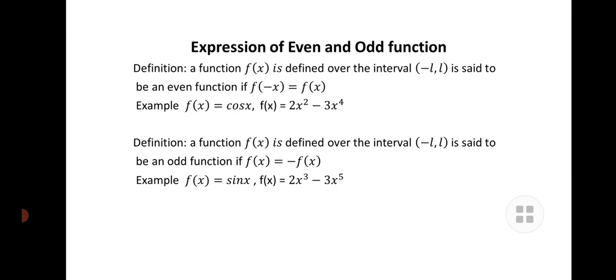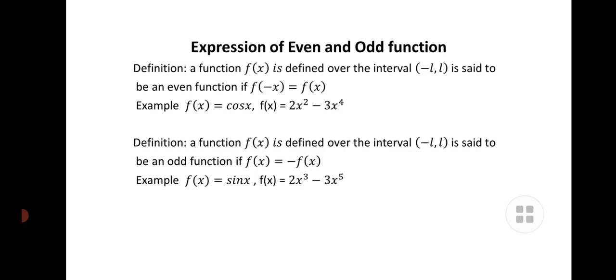A function f of x defined over the interval minus L comma L is said to be even if f of minus x is equal to f of x. For example, f of x is equal to cos x and f of x is equal to 2x square minus 3x to the power of 4. We already know that cos is an even function and the other function, which contains even powers, is even. So whatever the value of x, it remains even.